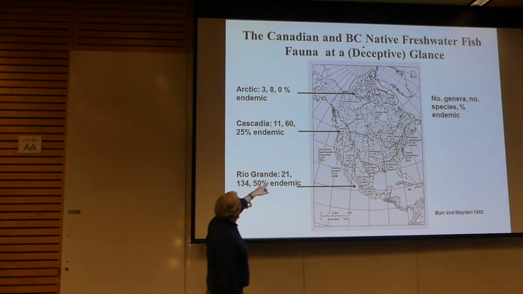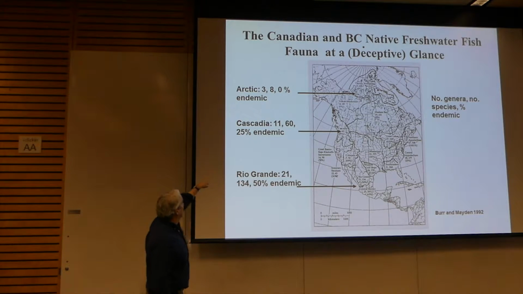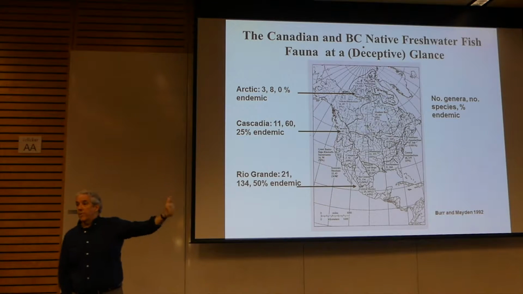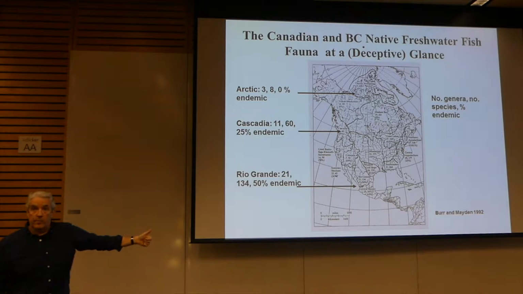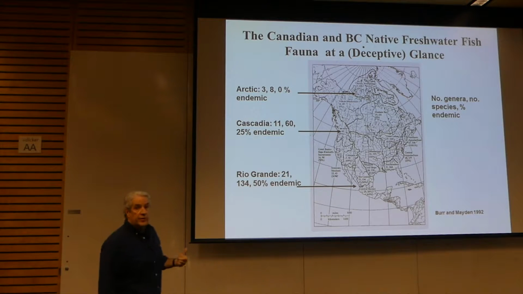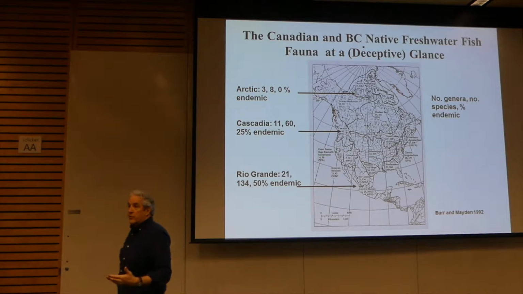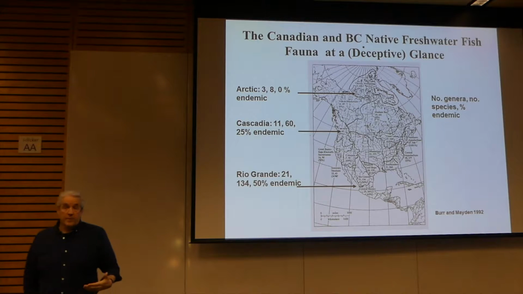You'll see I've got 3 highlighted here: the Arctic, Cascadia, where we are, and the Rio Grande. 3 numbers. The first number is the number of genera in that basin. The second number is the number of species, and the third number is the percent of those species that are endemic to that area. And you can see that in general, the Arctic archipelago is an extreme example. There's very few species, and none of them are endemic.